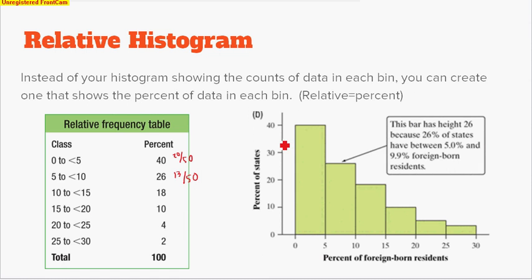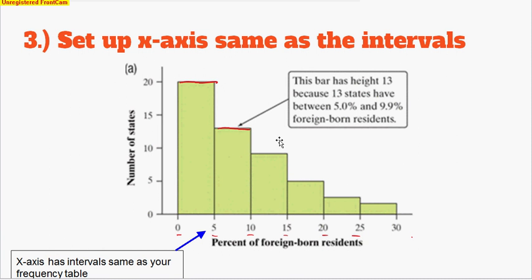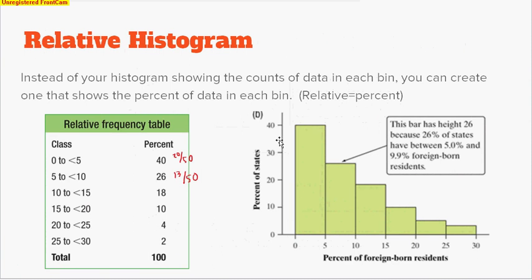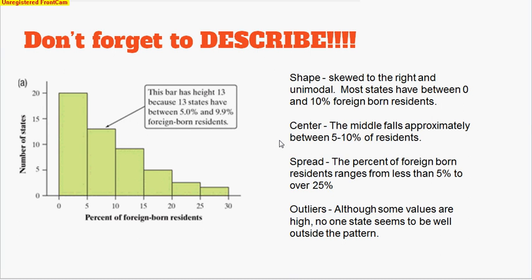Notice between the two histograms, they look identical, or very similar looking. It's just a matter of whether your bins go by a number or a percent. Don't forget, you always have to describe what you see, right? So let's mention shape, center, spread, and outliers.